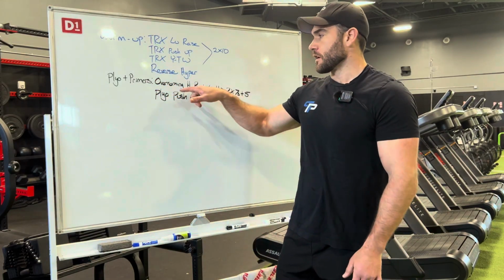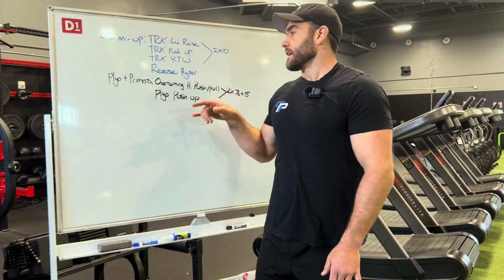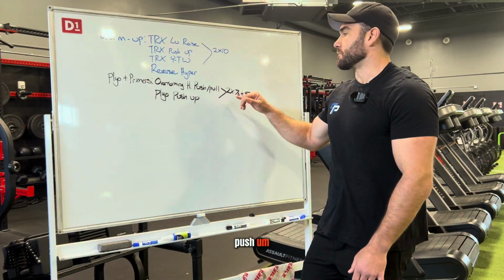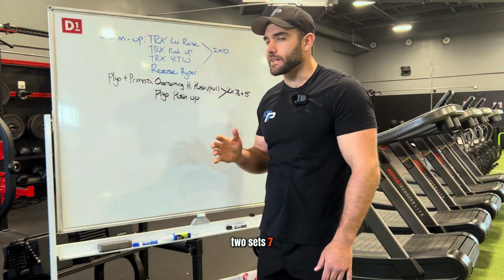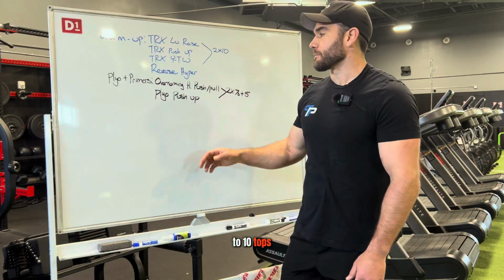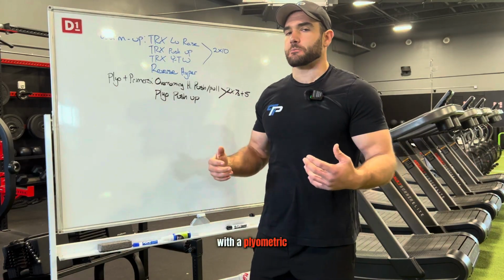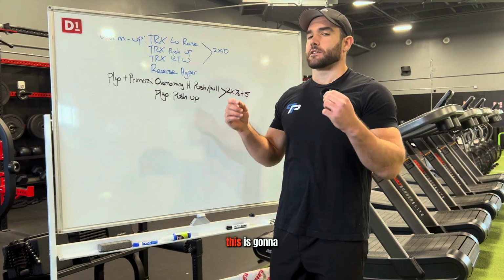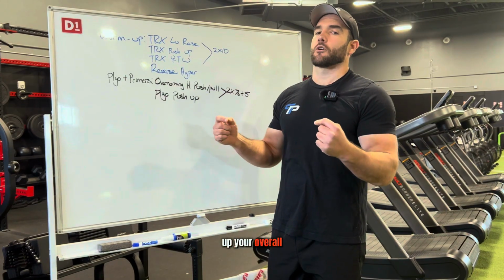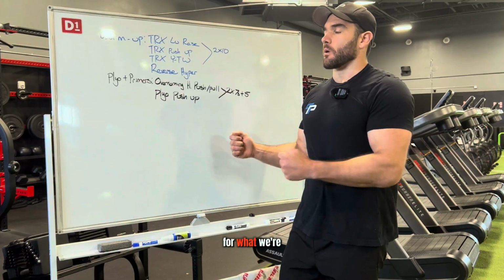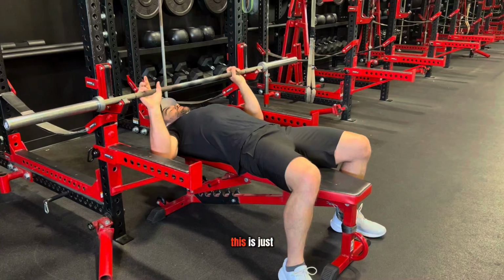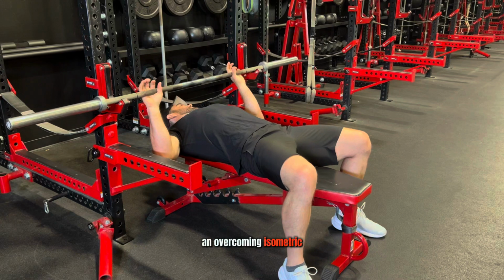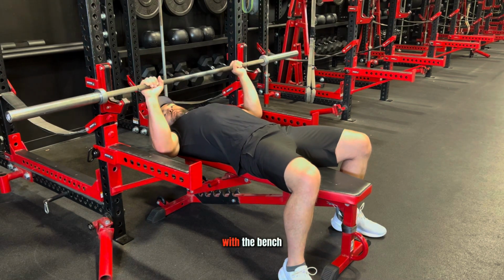So we'll do an overcoming isometric with a horizontal push, 2 sets, 7-ish seconds, 7 to 10 tops. And then we're gonna pair that with a plyometric push-up for 5 reps. So think max effort, max force, max intention. This is gonna be to set up your overall power development for what we're trying to do later on in the workout. This is just an overcoming isometric with the bench press.